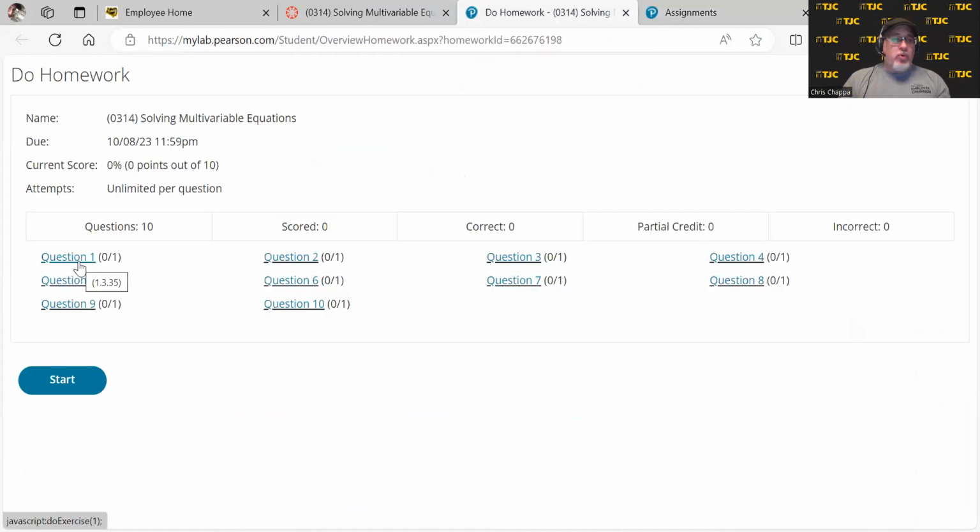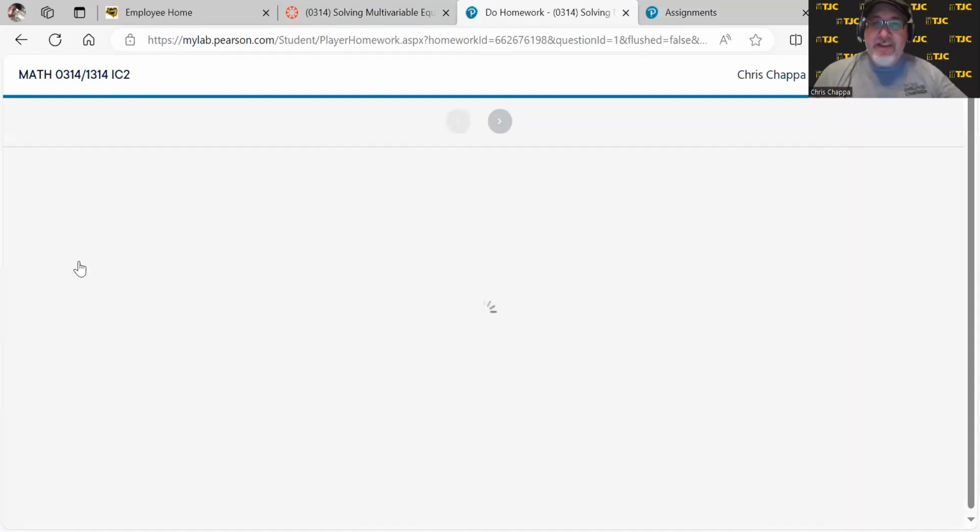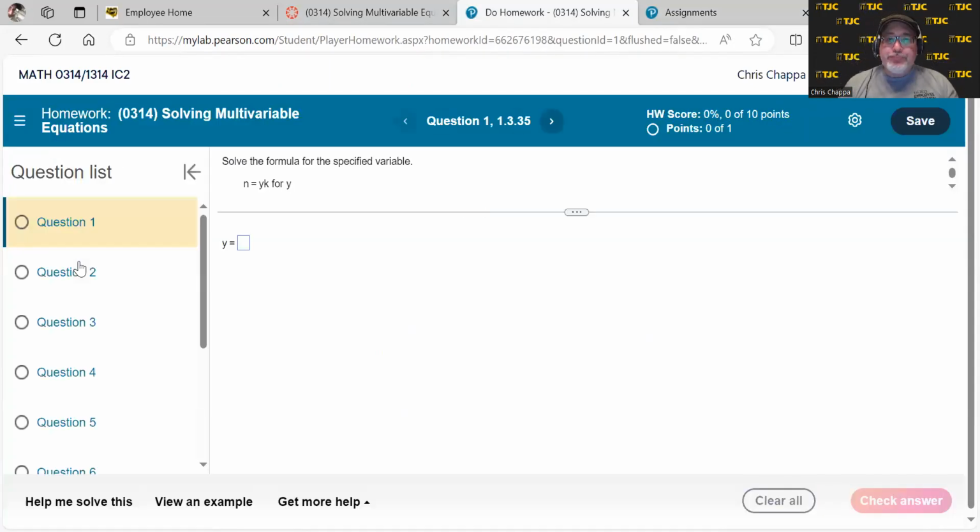We're going to go through these 10 questions because, like I said, these are skills that are going to be necessary for finding the inverse of a function. All of these equations are going to be the same. They're going to have multiple variables and you're going to be asked to solve for a specific one.